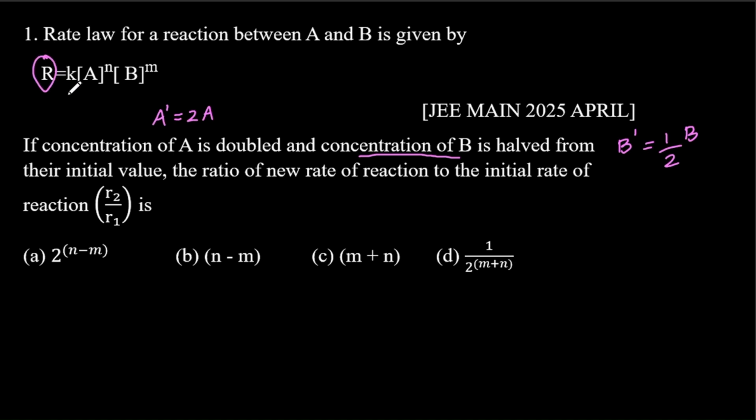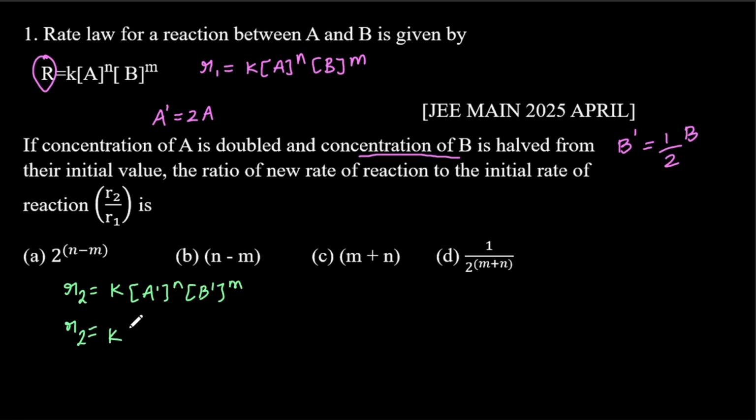So this rate R is taken as R1. R1 is equal to K A power N B power M. Let us find the new rate. R2 is equal to K A dash power N B dash power M. R2 is equal to K, the value of A dash is 2A, so 2A power N, the value of B dash is 1 by 2 B power M.